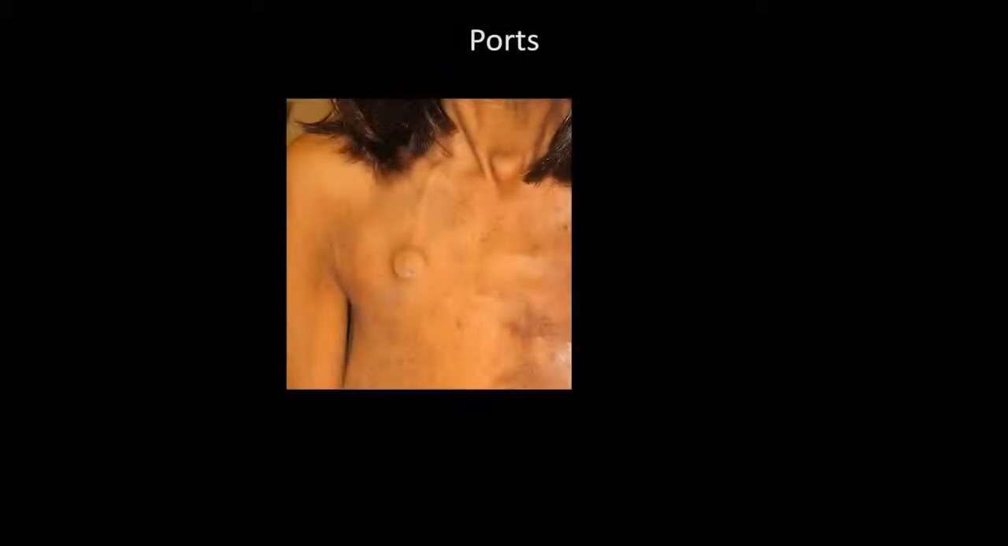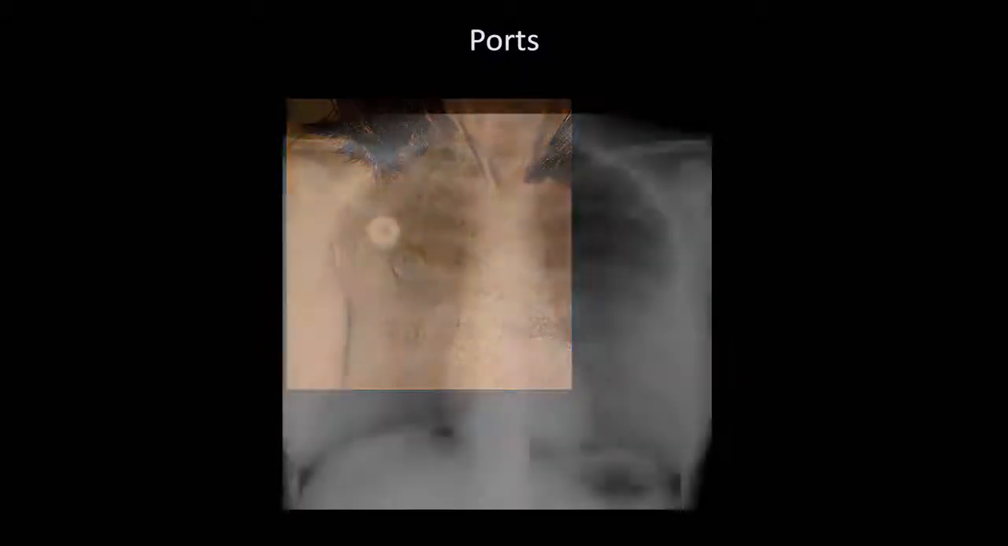Here's an interesting device known as a port. It is a subcutaneous, surgically implanted tiny reservoir which is connected to a catheter tunneled into the central venous system. It has a similar purpose to a PICC line, though it can stay in for much longer and is thought to have lower rates of infection. It's most often used in oncology patients requiring ongoing chemotherapy. And here it is on X-ray.